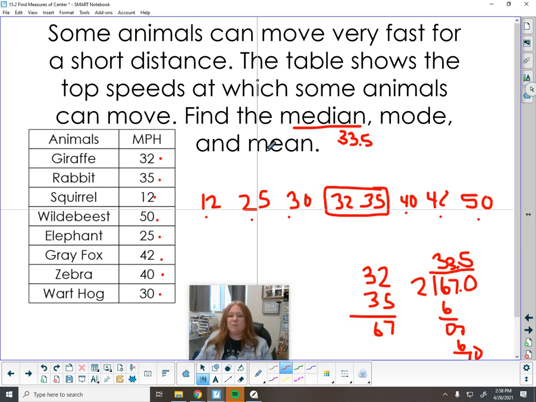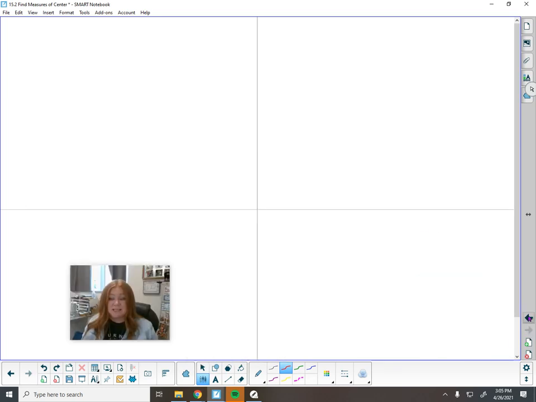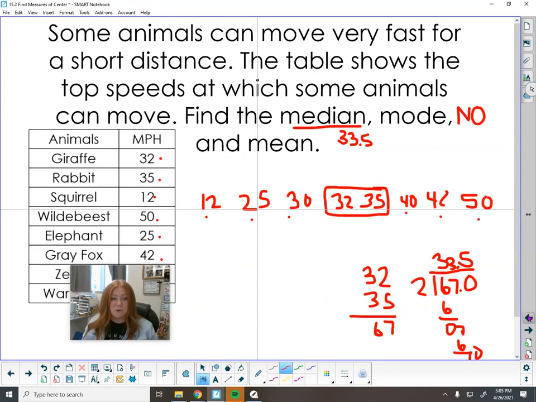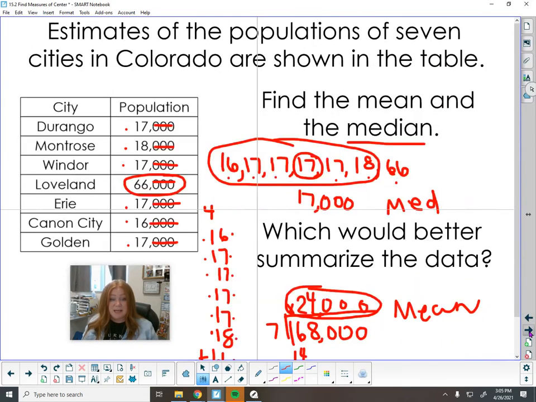Now my next one asks which one occurred the most often, the mode. They all happened exactly one time, so there is no mode. They all happened exactly the same, just one time. And then our mean, we would add these up and divide by 1, 2, 3, 4, 5, 6, 7, 8, would give us our mean or the average, the fair share of those numbers. So let's look at, I swear I put another one in there. I guess I did not.